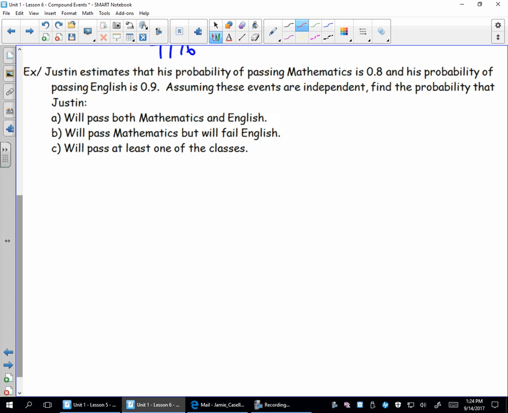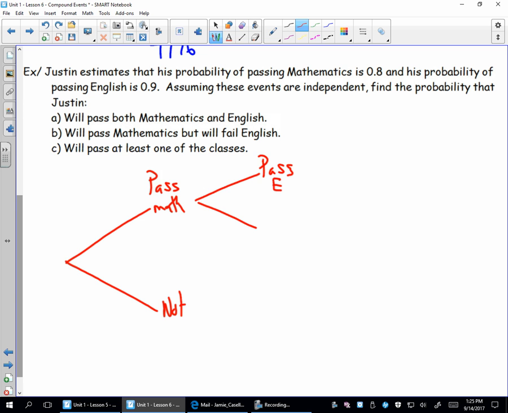So here's a situation where I don't have just the basic numbers. I might want to think about what's going on here, so I'm going to make a tree diagram. Stage 1: he can either pass math or fail. And depending on whether he passes math, he might pass English or not. He could also fail math and still pass English, or not.